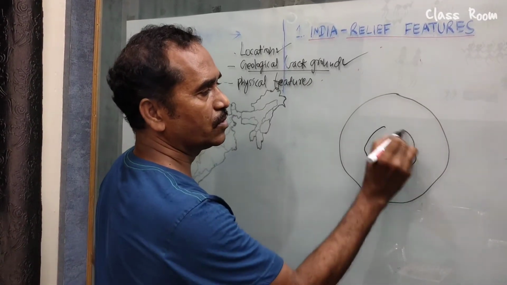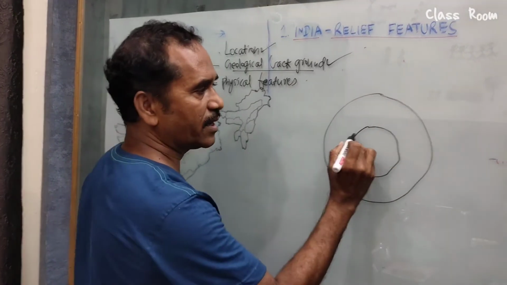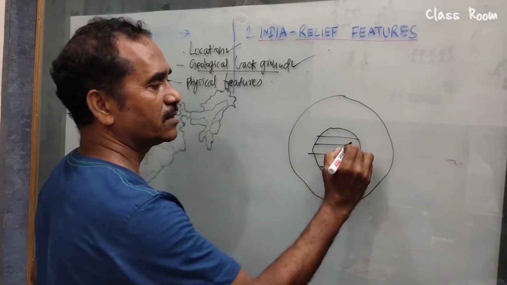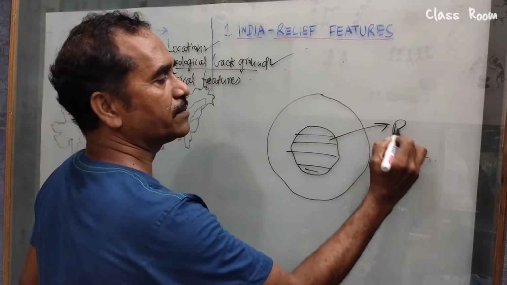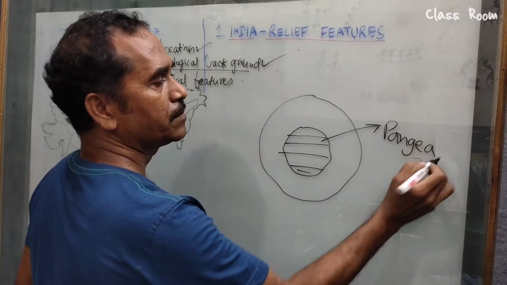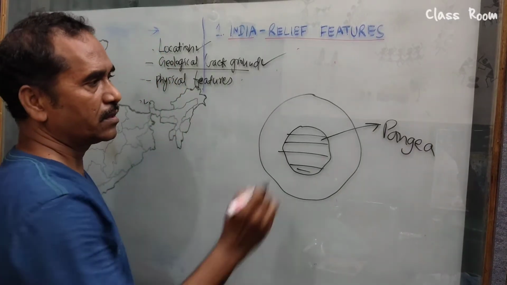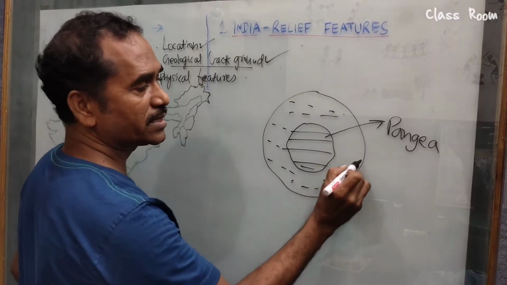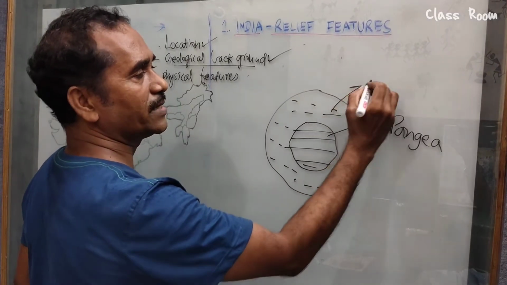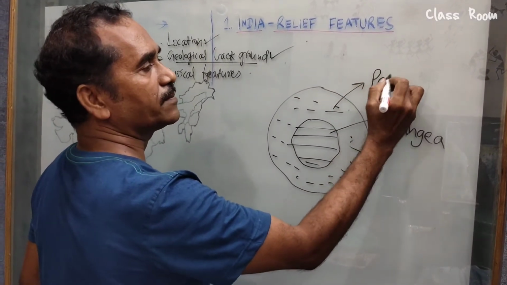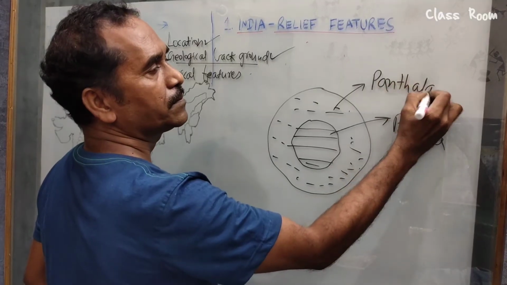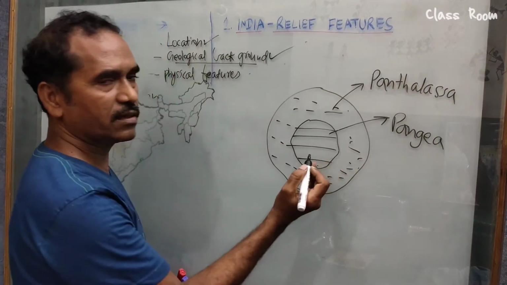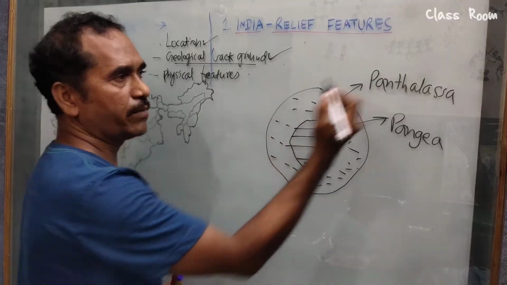See, only one landmass. This landmass is called, what do you call it? It is Pangaea. Now, only one ocean. Many thousands of years ago, there was only one ocean. It is called Panthalassa. Pangaea, landmass, water body, Panthalassa.